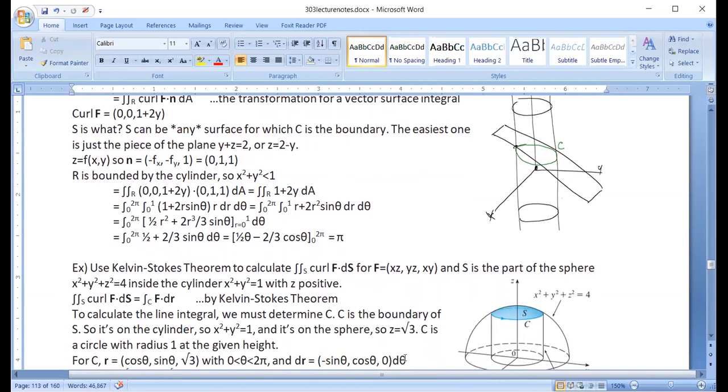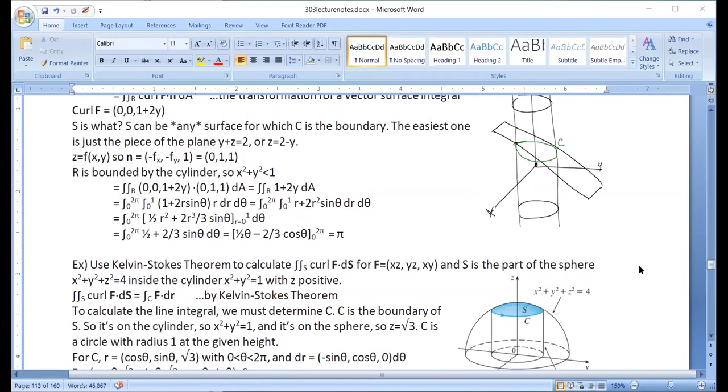So we can write down the parameterization. Z is rad 3, so that's that coordinate. And then in the x and y coordinates, it's radius 1. So x equals cos theta and y equals sine theta. And of course, theta goes from 0 to 2 pi. And then we can figure out dr: negative sine theta, cos theta, 0, d theta.